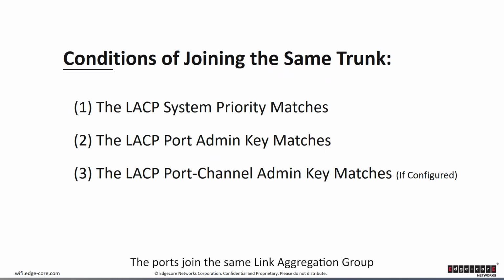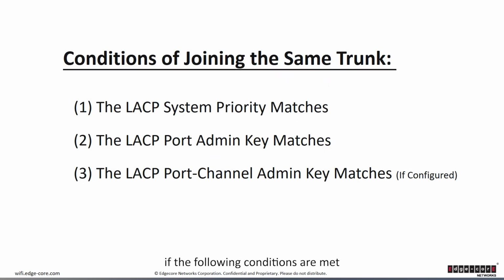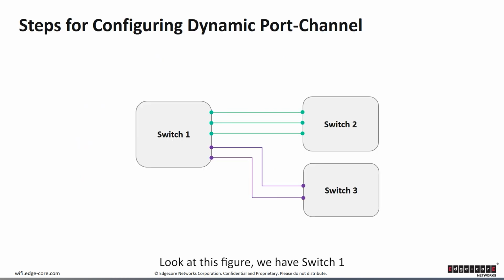The ports join the same link aggregation group if the following conditions are met. 1. The LACP system priority matches. 2. The LACP port admin key matches. 3. The LACP port channel admin key matches, if configured. However, if the port channel admin key is set, the member ports must have the same port admin key value to join that group. Look at this figure.